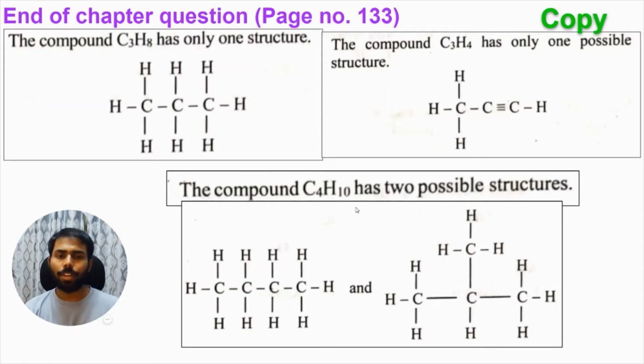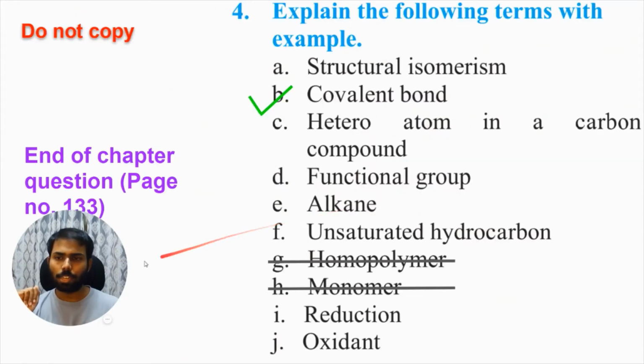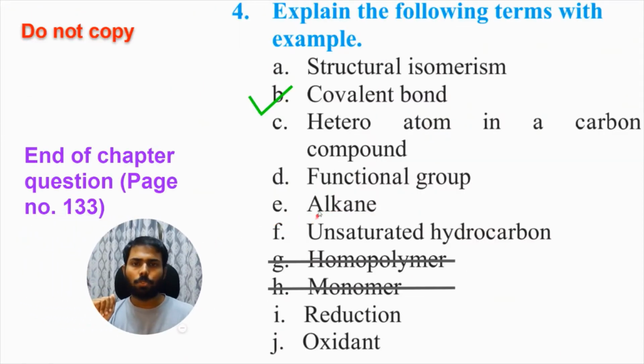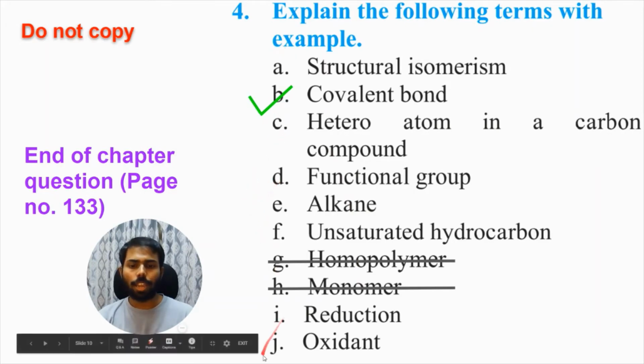We're going to move ahead to the next question. Question number 4 on page number 133 says explain the following terms with examples. You have to explain everything by giving an example. Covalent bond we have already discussed in our previous learning session. Homopolymer and monomer are part of the topic macromolecule and polymers, which has been omitted from your syllabus. So you have to only do A, C, D, E, F, I and J.